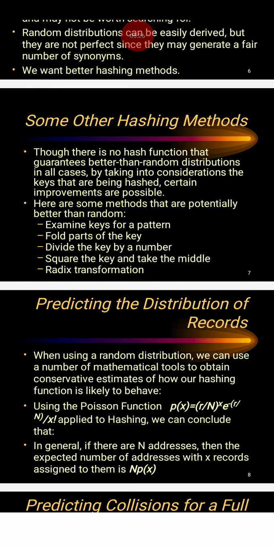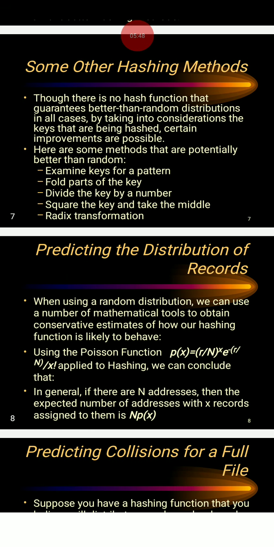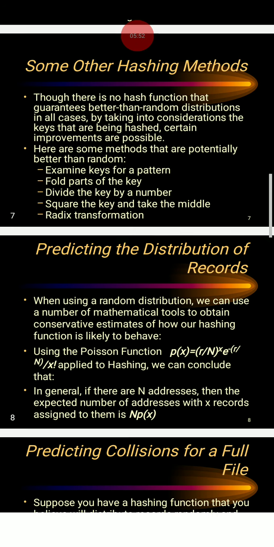And the fifth method is radix transformation. For example, if you have a key value, for base 10 you take the value generated and convert it to base 8, so that a transformation takes place. That conversion from one form to another form is called radix transformation. So these are the different ways we can avoid the collision rate and have proper distribution of records.